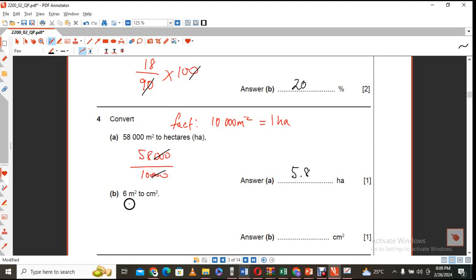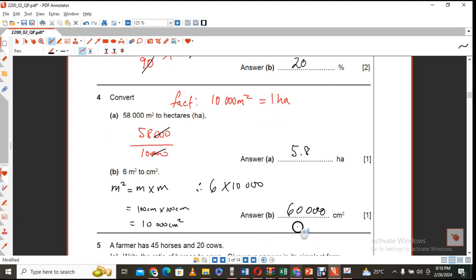6 square meters to square centimeters. Now remember, 1 square meter means a meter times a meter. And if you were to write it in centimeters, 1 meter is 100 centimeters times 100 centimeters. So this gives you then 10,000 square centimeters. Therefore, 6 times 10,000 square centimeters will give you 60,000 square centimeters. That's how you convert that answer right there.